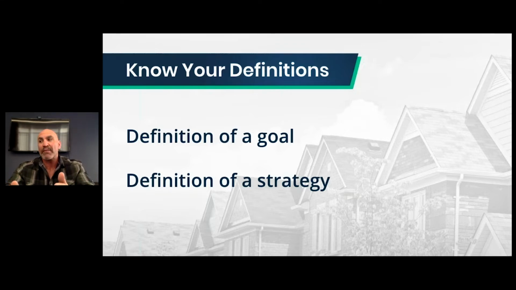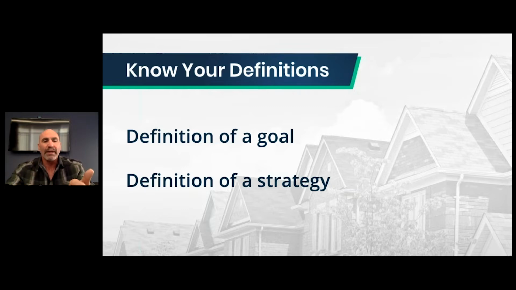So the end destination may be what the result of having 100 houses could be. Could be cash flow, could be the fact that you have peace of mind. And so owning 100 houses is the strategy, and the goal is the destination. And a lot of us confuse those two.